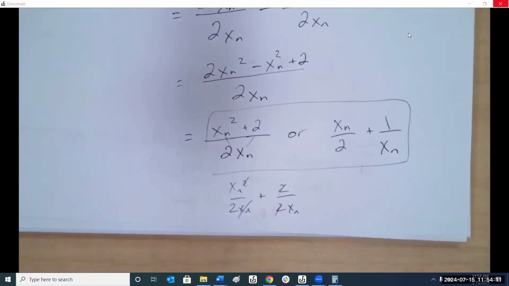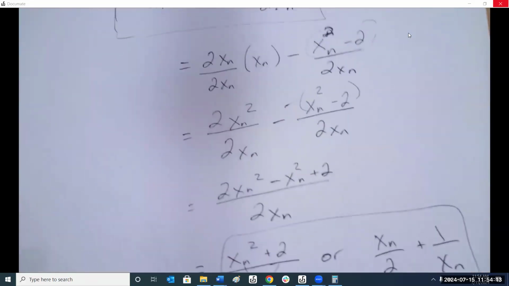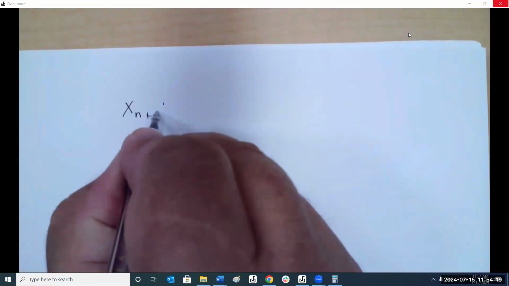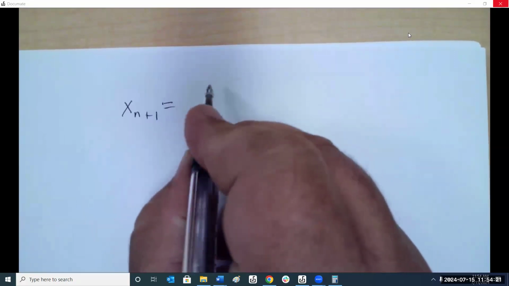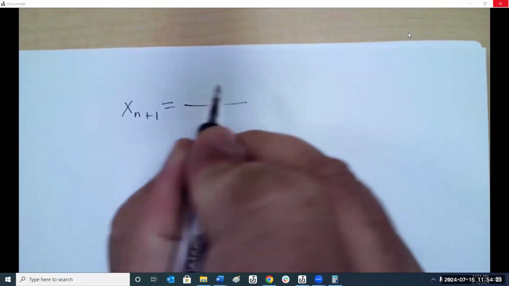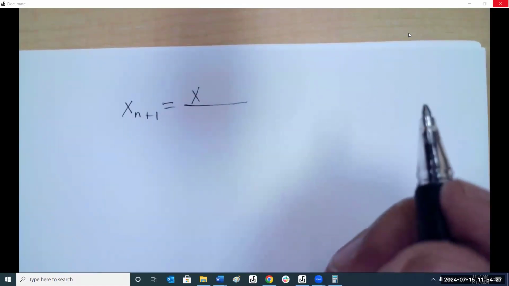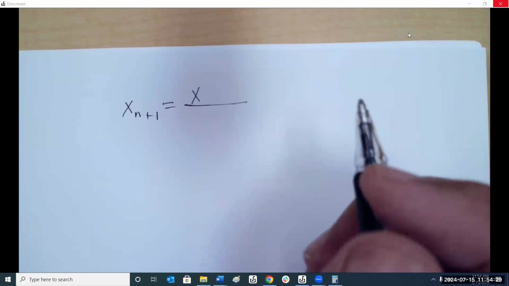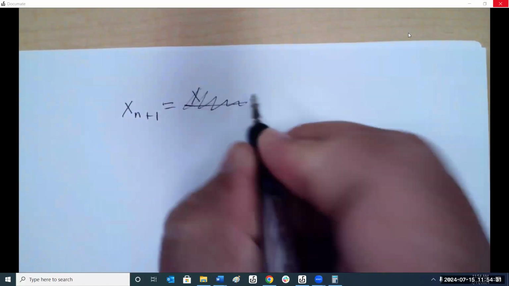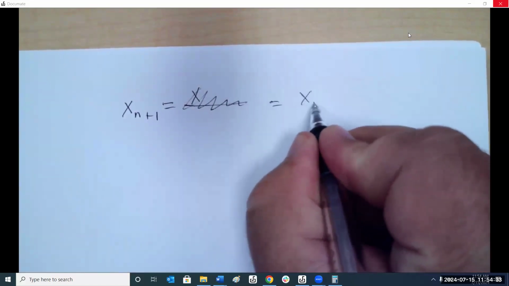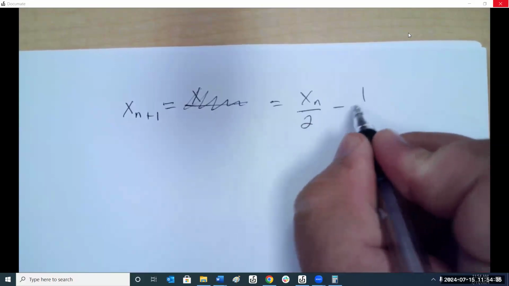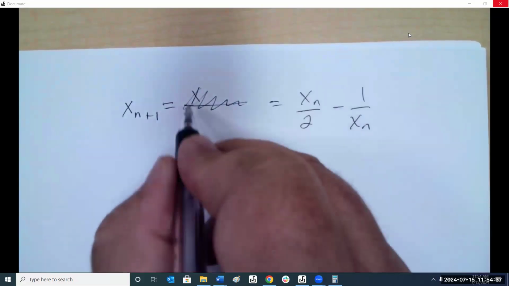So our first, let me put that on the side. So we have now our formula. I like the first one better. Actually, I like the second one, but it's not squared anywhere. xn over 2 minus 1 over xn. There's no squares.